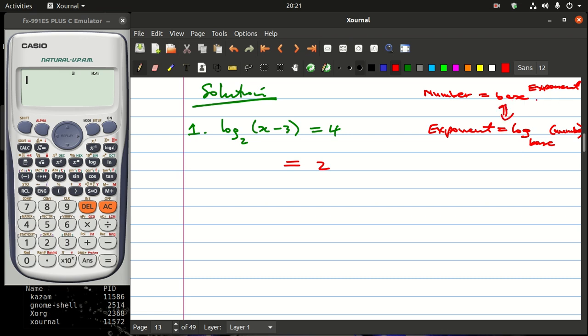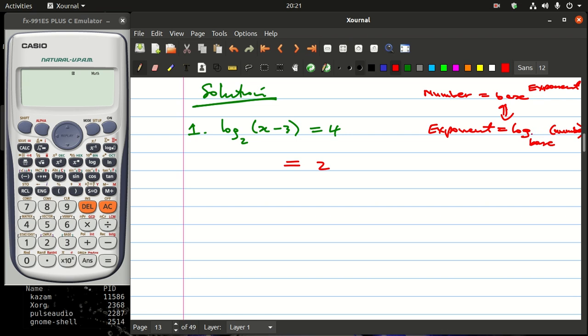But now, if the subject of the formula is the number and we're happy with it, we always go with that. But if the subject of the formula is in the exponent, we want to make it the subject of the formula, we always bring the exponent down, and then we have this.